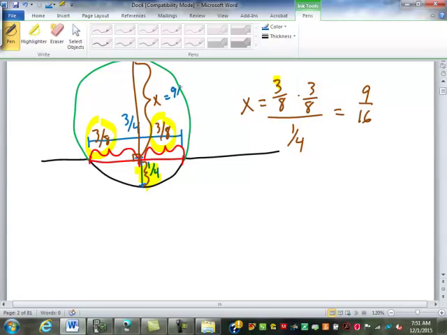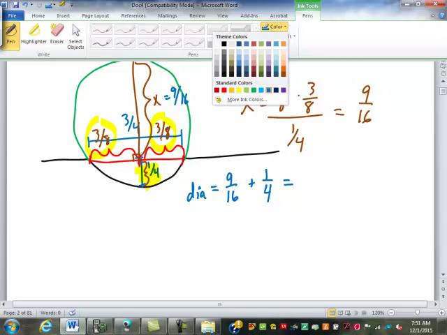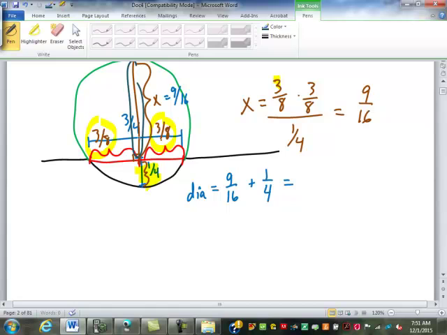So x is 9/16. What that means is the diameter is 9/16 plus 1/4. Where did I get those numbers from? Well, 9/16 to here, 1/4 there. We add them together to get the diameter, which is 13/16. So that means our radius is 13/32 of an inch.